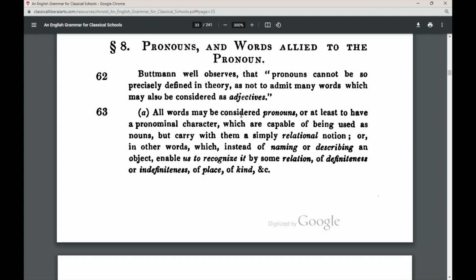So we see that pronouns are words that can be used in place of nouns, almost as if they were nouns. But they have no meaning by themselves. They simply relate to other words in the sentences. They express a relational notion, or a relational idea. So that's a helpful description of what pronouns are. Remember that in Article 63, you have a good description of what pronouns are. Let's continue.